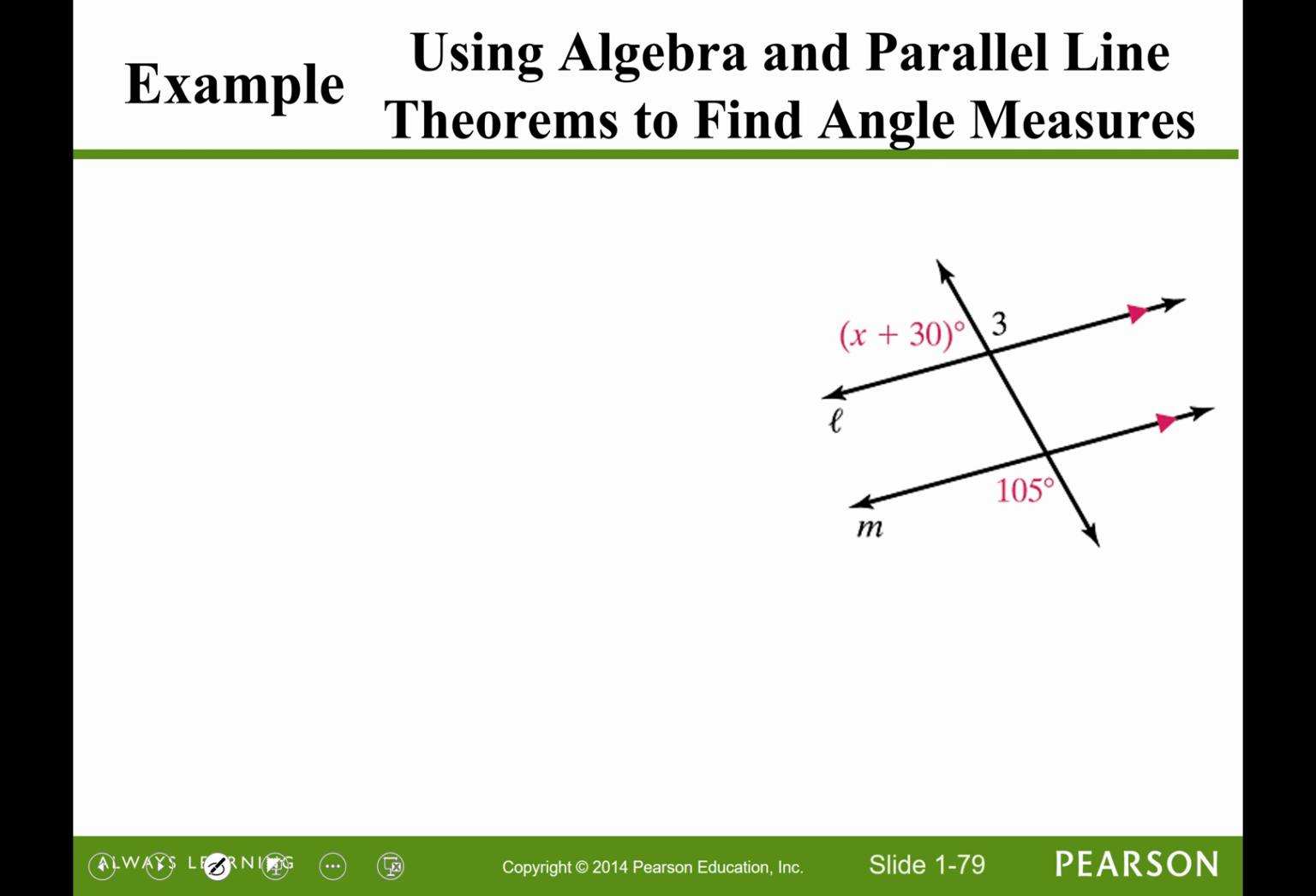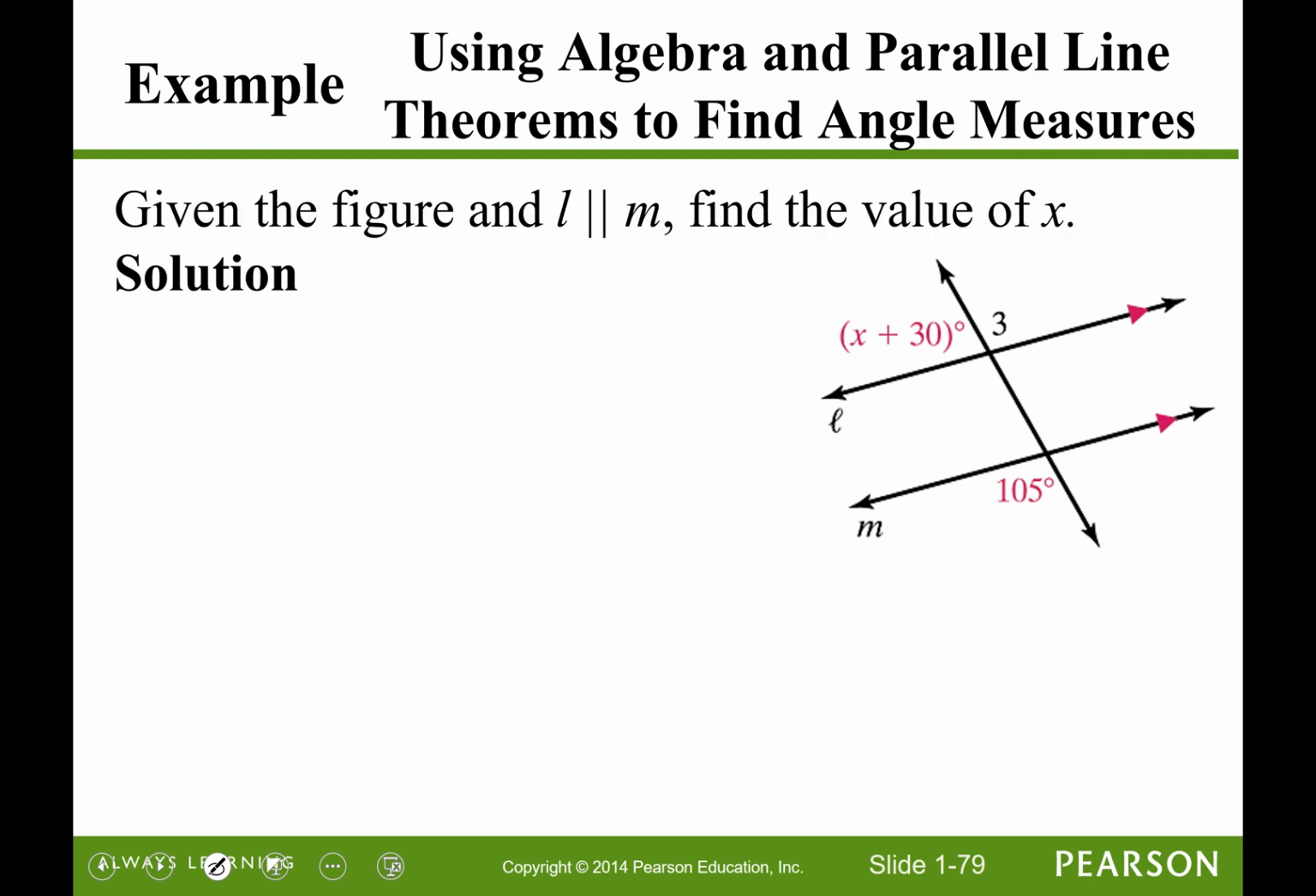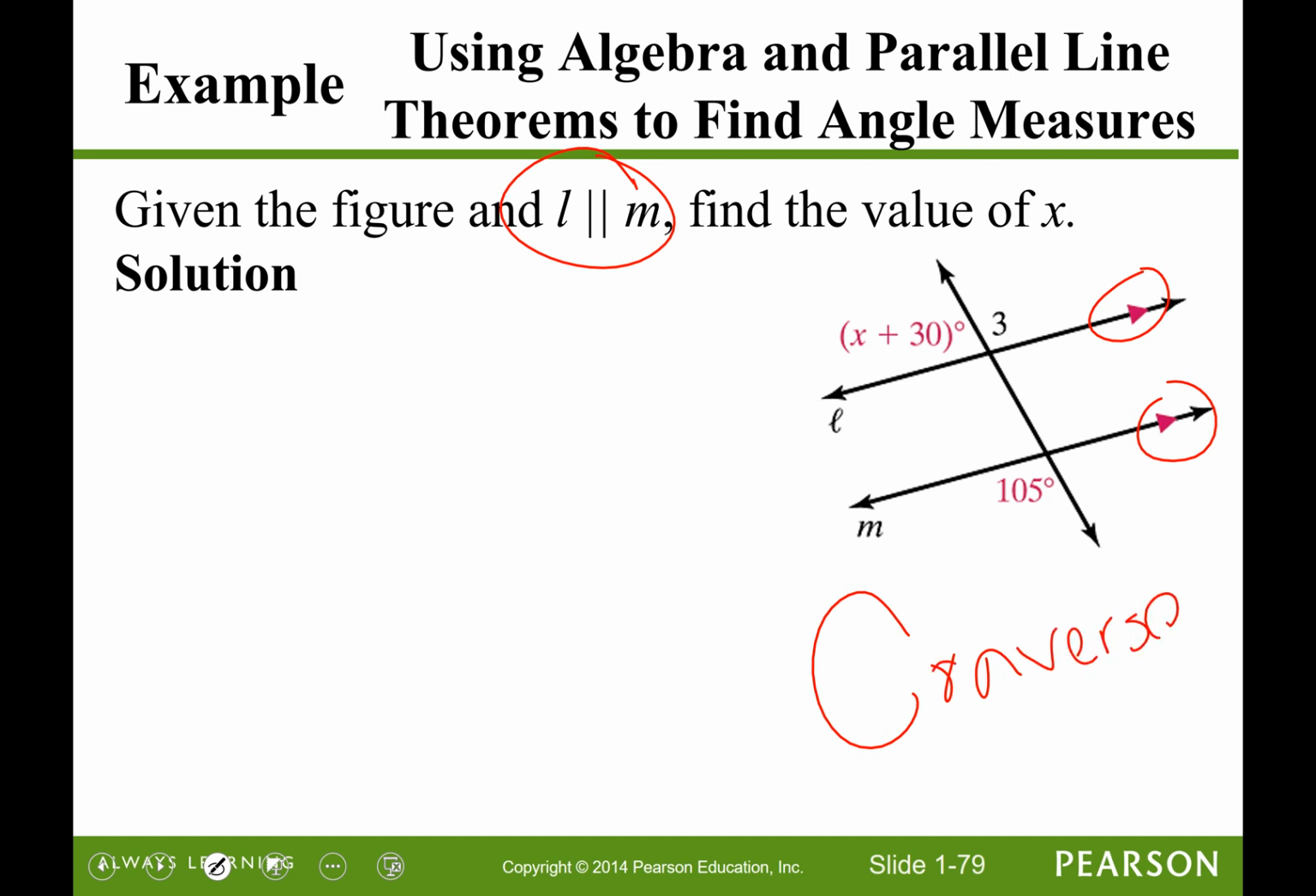All right, using algebra and parallel lines theorems to find angle measures. Given the figure and line L being parallel to line M, I hope when you read that, you think I've got to justify with converses of the theorems. Find the value of x. Okay, so we need to find a balance. We need to write an equation. It needs an equal sign because that's what makes an equation, and we want it to have an x in it.